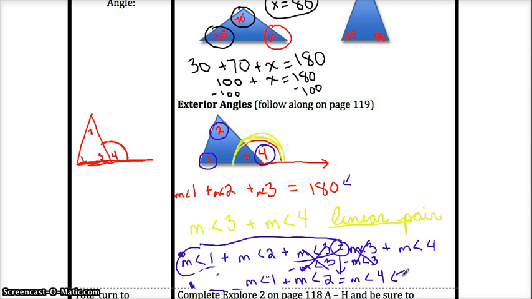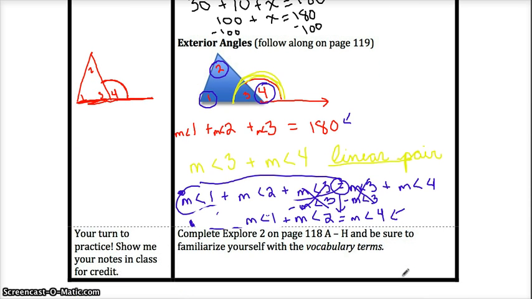All right, so go ahead and rewatch that section if you need to and fill in the blanks for the rest of page 119. And then for your practice for tonight or for today, go ahead and complete Explore number 2 on page 118 and do A through H. And it requires some critical thinking, so go ahead and make sure that you truly understand what they're asking you to do, fill in the blanks as best as you can, and then we'll be correcting them in class tomorrow.